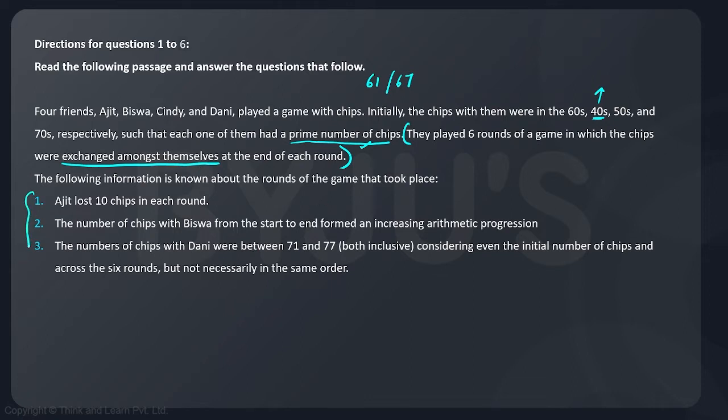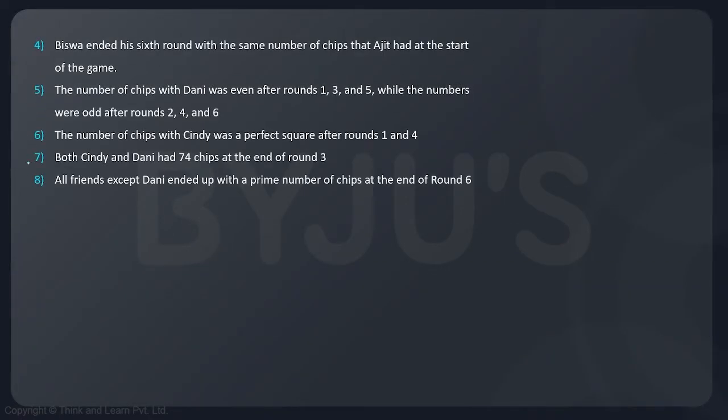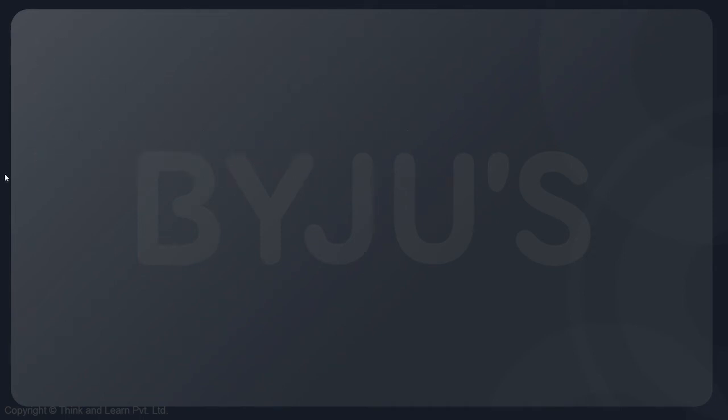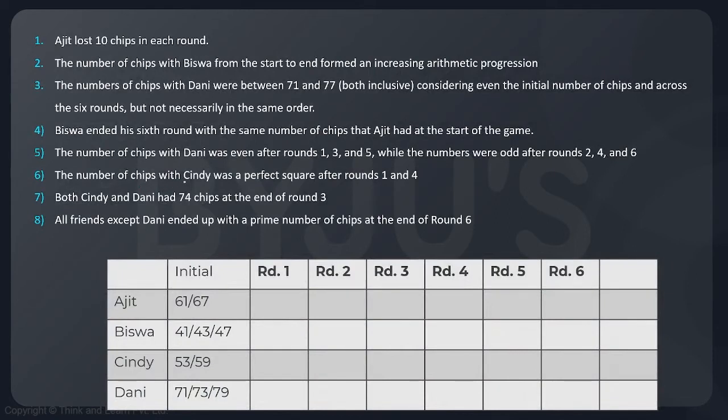And then we have some extra information. We have these 3 points over here, and a few more points. What I have done is written all these points on one single page so that we can solve them easily. I made a table as well: initially Ajit had in 60s and a prime number, so I'm taking 61 or 67. Biswa in 40s but a prime number, so it's 41, 43 or 47. Similarly for Cindy and Denny, the numbers are given to us. Accordingly, we have to fill up all these cells now.